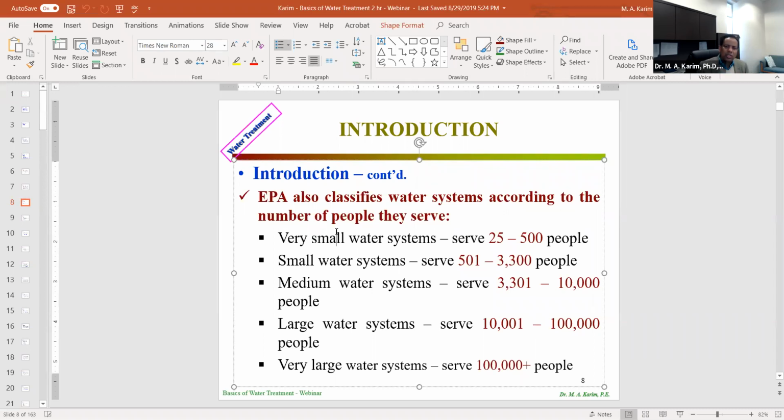Number one is very small, which serves only 25 to 500 people. Small water system means 501 to 3,300. The medium one is the next, which can serve up to 10,000. Large can serve up to 100,000. The very large one is more than 100,000. So the main reason the EPA classified those is because of the regulations and reporting requirements.